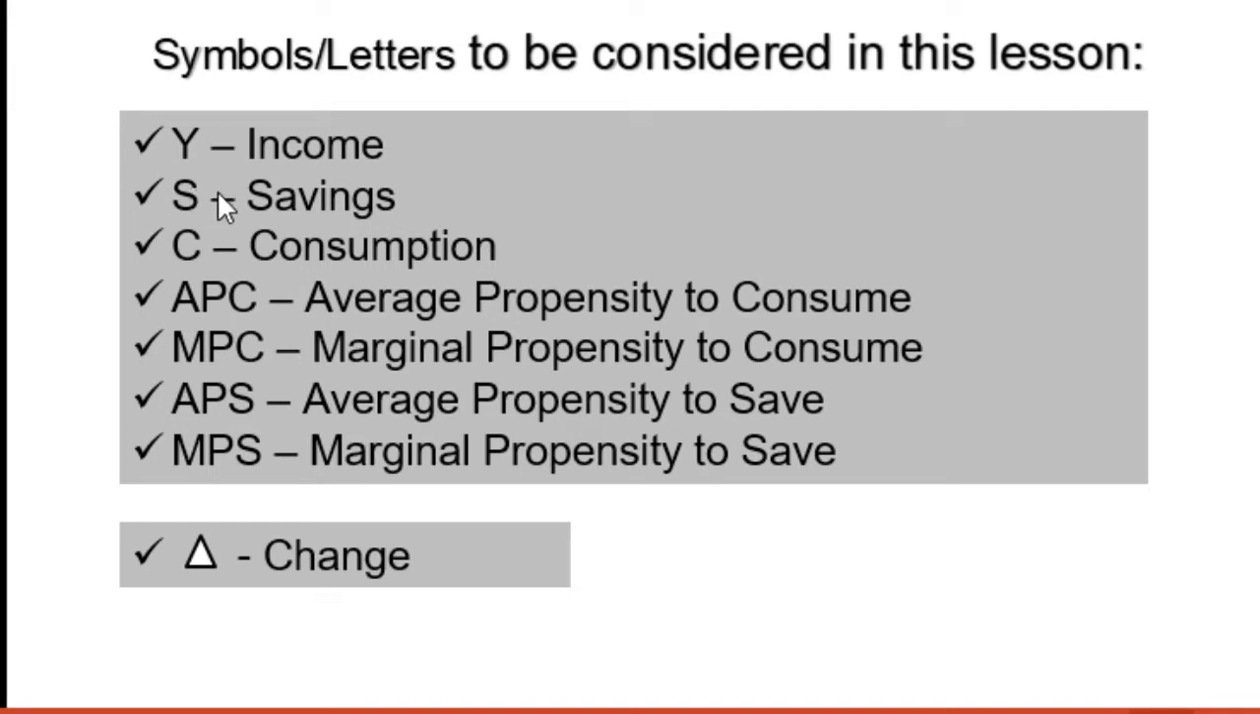For Y, it stands for income. For S, savings. For letter C, consumption. APC stands for average propensity to consume. MPC, marginal propensity to consume. APS, average propensity to save. MPS, marginal propensity to save. And the triangle stands for change.